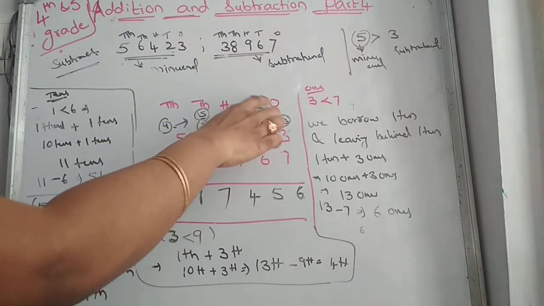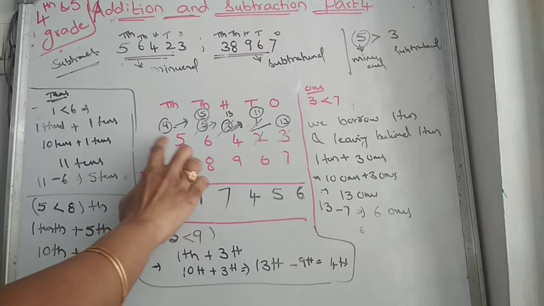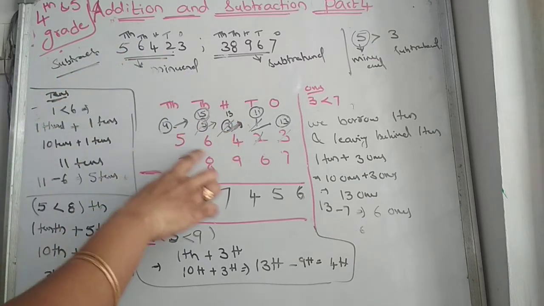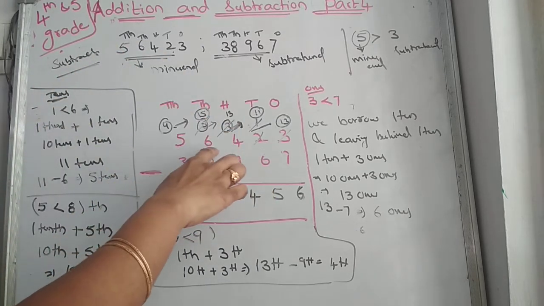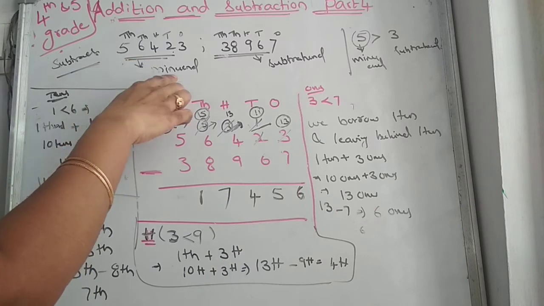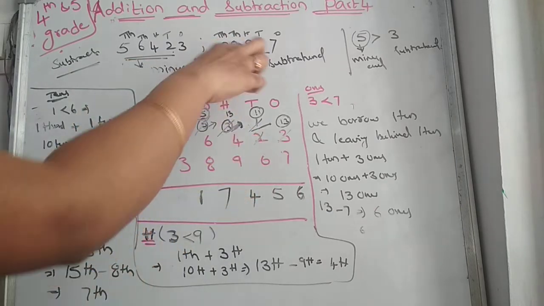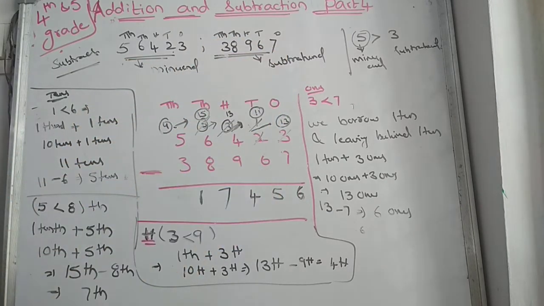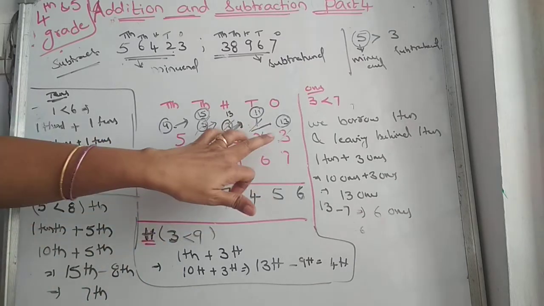Okay, how to write ones, tens, hundreds, thousands. First I arranged everything column-wise: 5, 6, 4, 2, 3. This is the first number. The minuend is the first number, the big number. The subtrahend is here. So what do we do here? Observe 3.